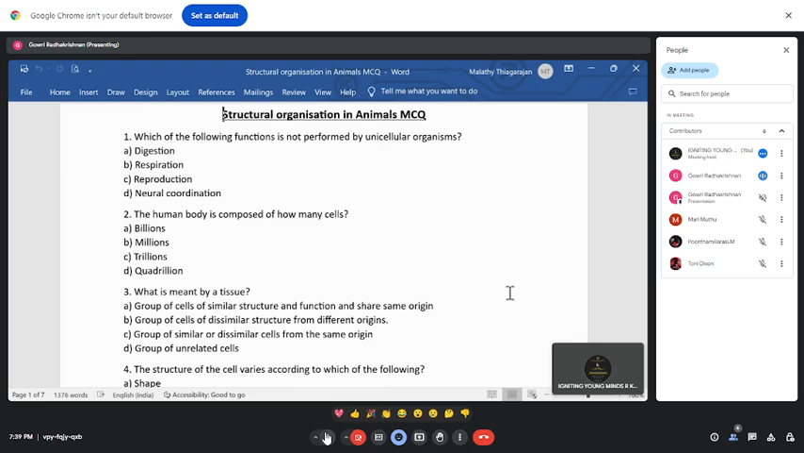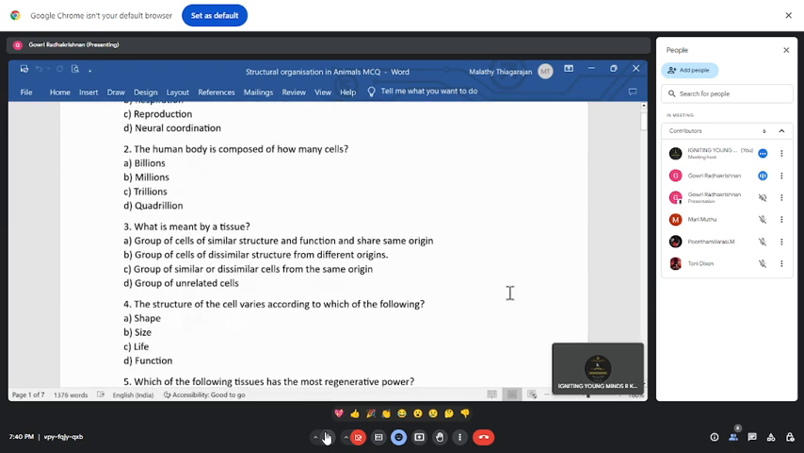Which of the following function is not performed by unicellular organisms? Neural coordination, ma'am. Yes, neural coordination. Unicellular organisms do not perform neural coordination. Actually, neural coordination requires a complex set of cells and tissues to carry out the process. So that cannot be done by a unicellular organism. All right.